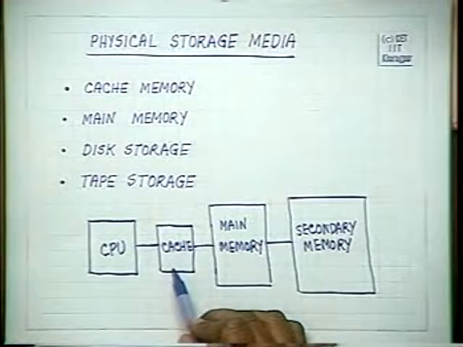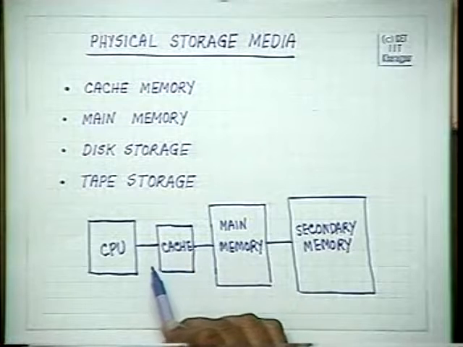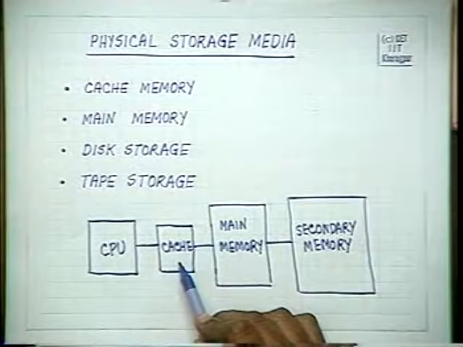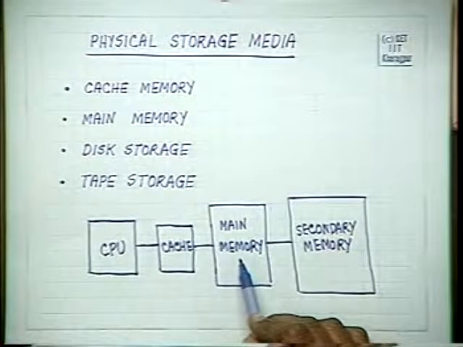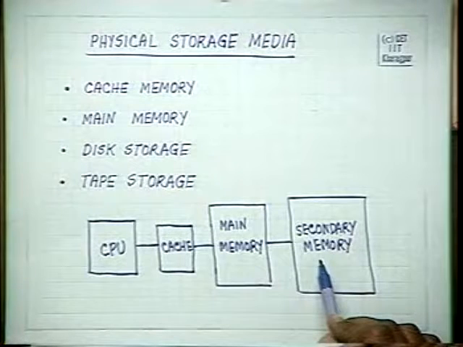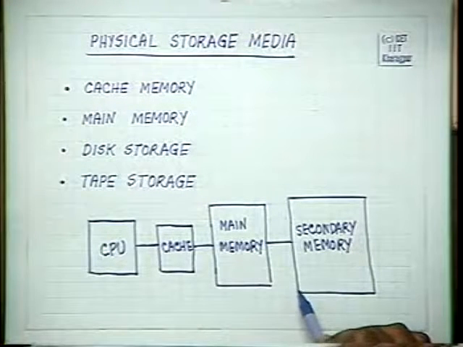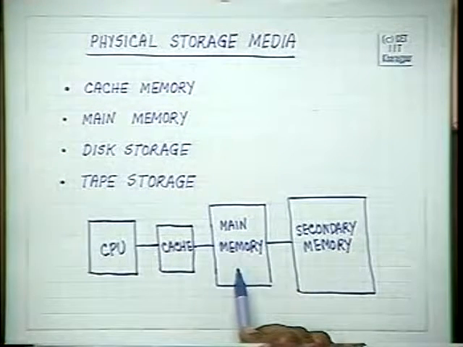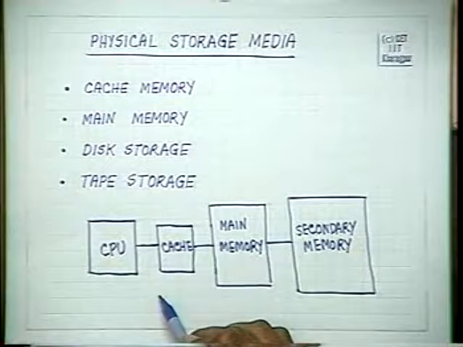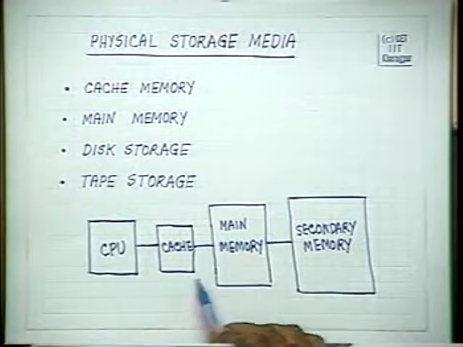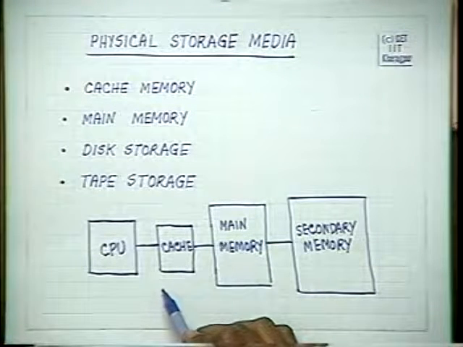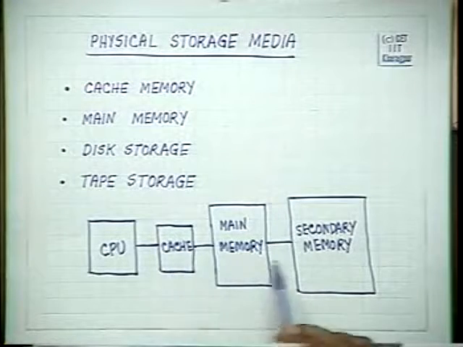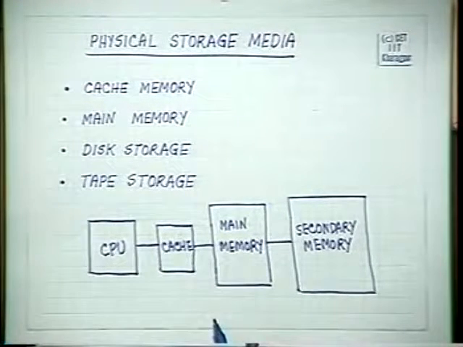The cache is a very small high-speed memory which is reasonably compatible to the speed of the central processing unit. The main memory is larger than the cache, but it is slightly slower, and the secondary memory is the largest of all of them and is the slowest. The difference between the secondary memory, the cache and the main memory is significant, in the sense that it is not the speed only by which they differ. They also differ by the volatility or the retentive capacity.